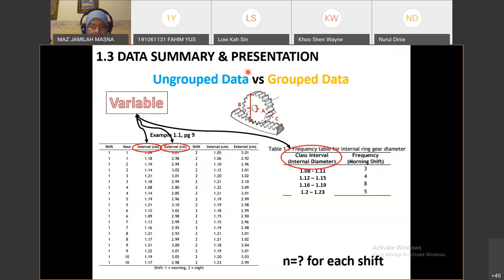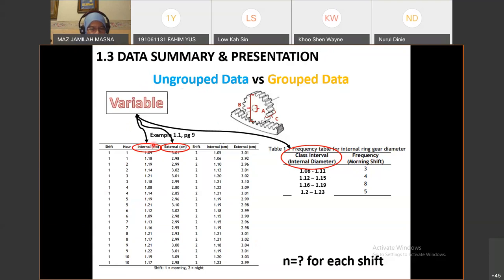So ungrouped data is what we have seen before. Actually, you have seen quite a few examples of ungrouped data. For example, this one. This is a table from example 1.1 on page 9. So this is the data for the internal ring gear, okay?